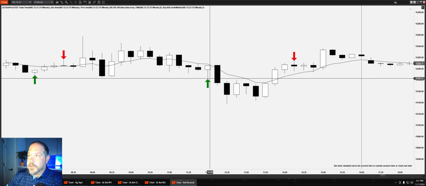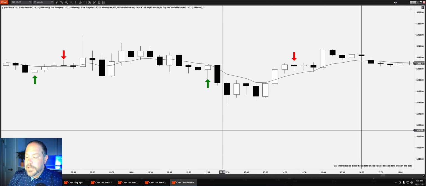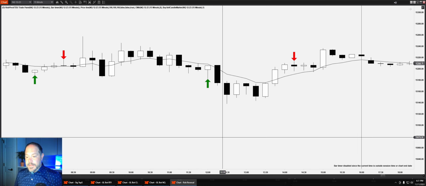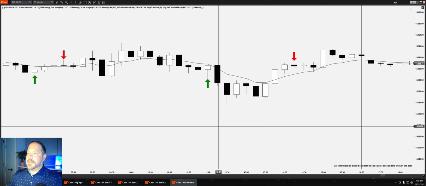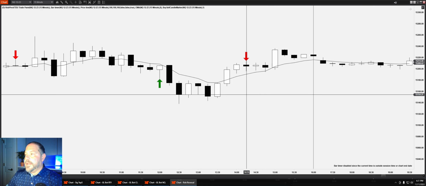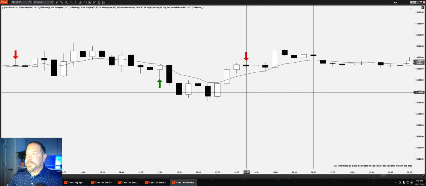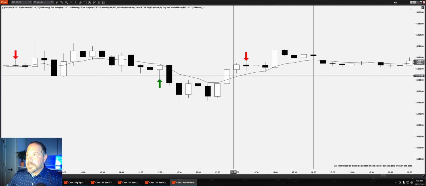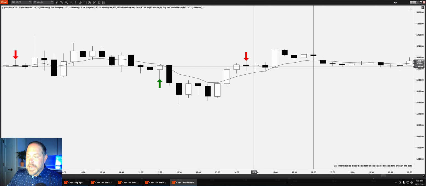We go on through the rest of the day. We get a long signal that closes below the ADMA. Do we have a trade there? We do not have a trade there. So no trade. We keep going. We get another signal at 2:15, which is a short signal. Closes above the ADMA. No trade. The candle forms after 1:15.